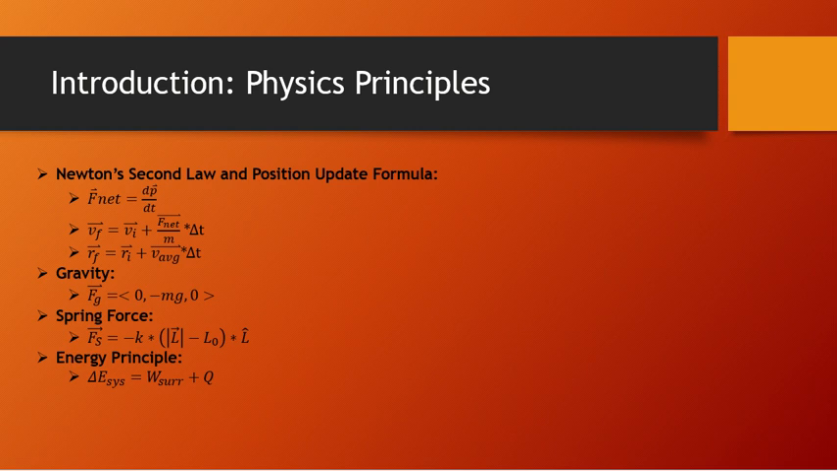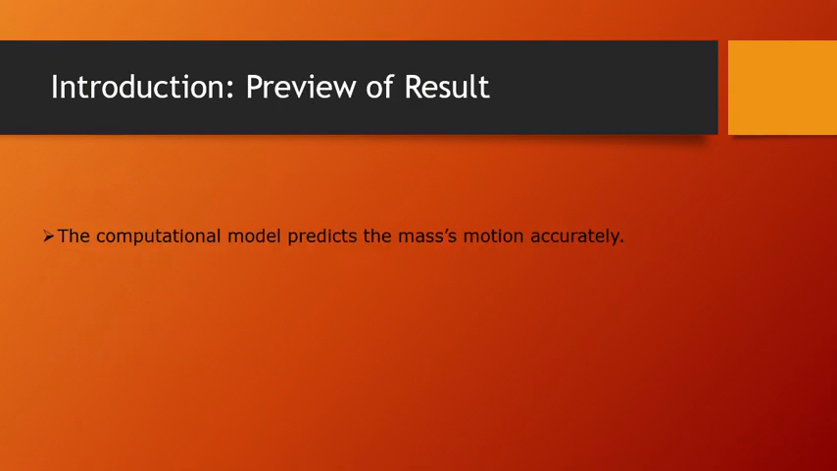The physics principles I will be using include Newton's second law, which tells us how the net force is equal to a change of momentum over a change of time, which gives us the velocity update formula. I will also be using the position update formula. Some forces I will be working with are gravity and the spring force, whose formulas appear on the slide. Finally, I will be using the energy principle, which states that the change of the energy of a system is equal to the work done by the surroundings plus the heat transfer. As a quick preview of the lab, I have found that the computational model predicts the mass motion fairly accurately.